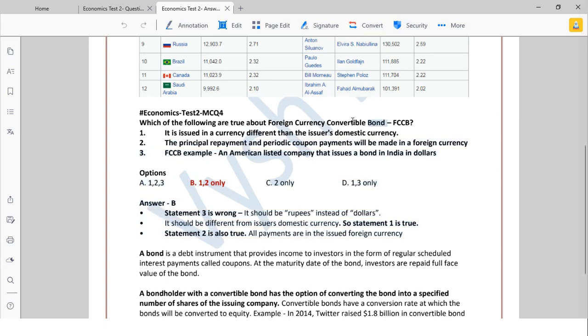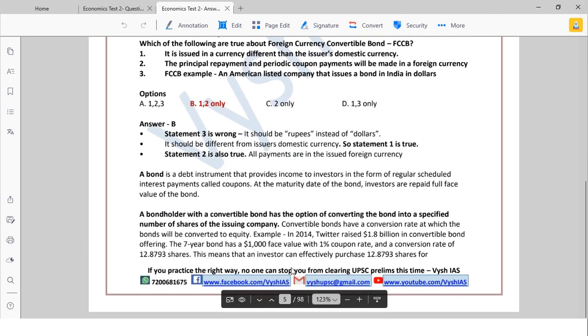So each term you have to understand. What is a bond, you have to understand. What is a convertible bond, you have to understand. Then, as I told, it's a foreign currency convertible bond. Okay, so if you go backwards, you will understand. Now, bond is what? Bond is a debt instrument. You should know basic terms like what is debt, what is equity. In our last class also I told you.